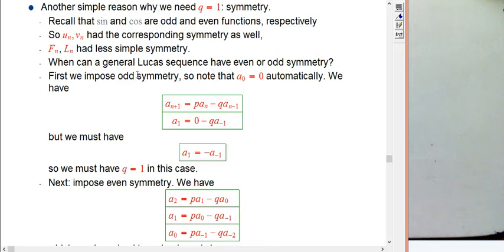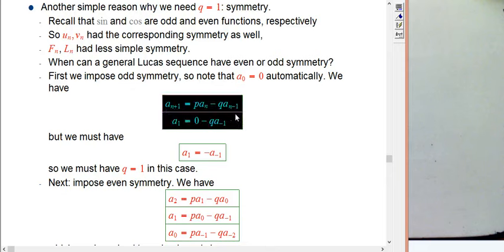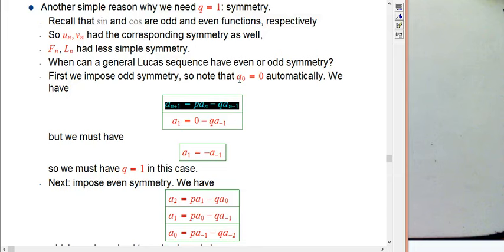So let's impose odd symmetry first. It's a tiny bit simpler. We're going to look at a general Lucas sequence with general P and Q, and we assume that there's some solution to the recurrence, some sequence a_n, satisfying this rule that has odd symmetry. Now a_0 is going to be 0, because a_0 is supposed to be minus a_{-0}, so the negative of itself has got to be 0. Standard thing about odd functions, they have to vanish at the origin.